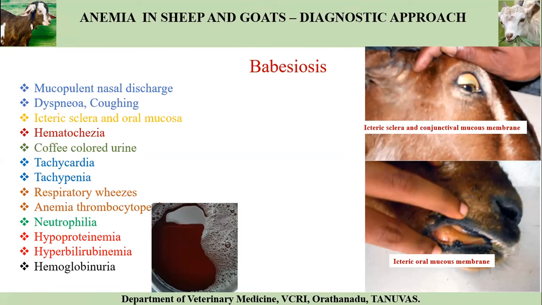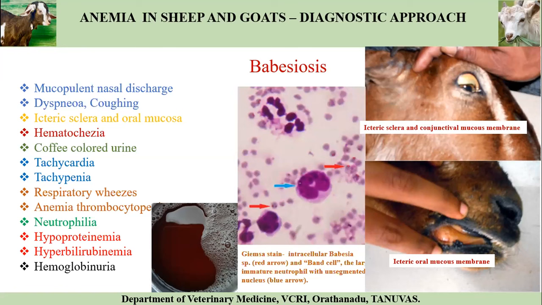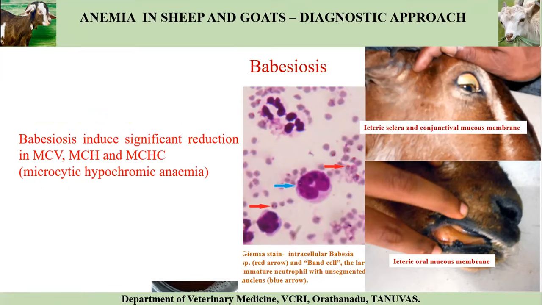and hemoglobinemia. The red arrow is a Giemsa-stained smear. The red arrow indicates the intracellular Babesia species, whereas the blue arrow indicates an immature neutrophil with an unsegmented nucleus. In which type of classification may it come? Babesiosis induces a significant reduction in MCV, MCH, and MCHC, so it will fall under microcytic hypochromic anemia.